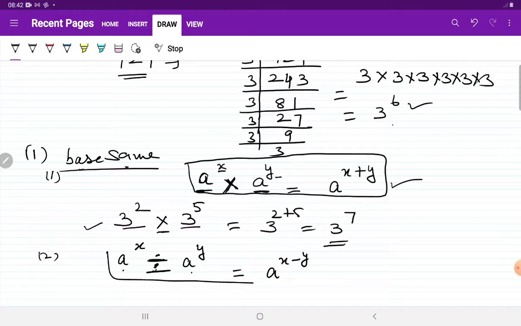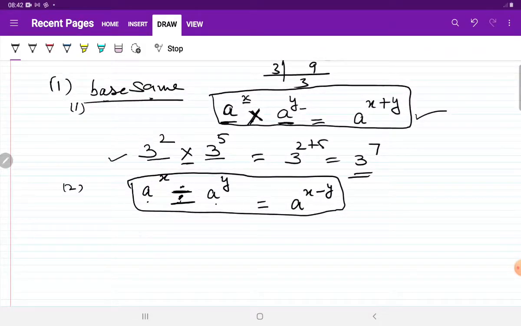This is your second law. Here again I am taking one example: 3 raised to power 7 divided by 3 raised to power 4. According to the law, I get 3 raised to power 7 minus 4, that is 3 raised to power 3. It's very simple, we can find the answer quickly. If a is a rational number and x and y are whole numbers, then a raised to power x divided by a raised to power y is a raised to power x minus y.